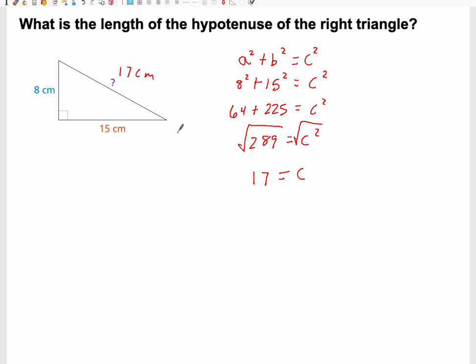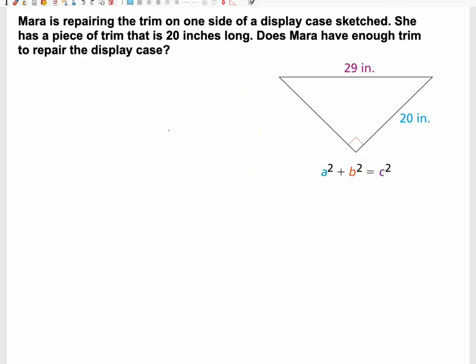And the legs are 15 and 8? Yes? Okay? All right. Again, have we done anything super tricky? No. Really, we haven't. It's just some simple equation solving. All right. Here's another one. What if we know the hypotenuse and we know one of the legs? Can we find the other leg?